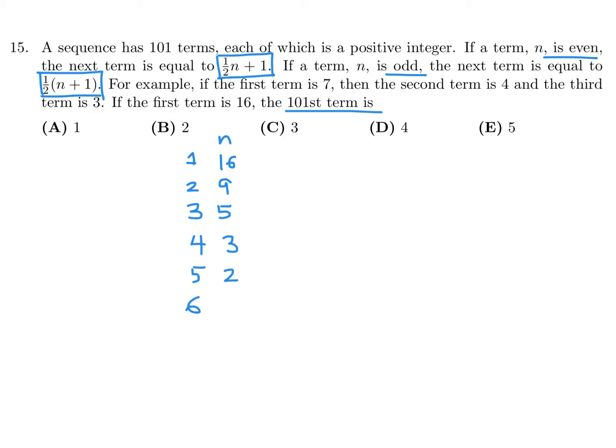So that's going to be 2/2 plus 1, so that's 1 plus 1, which is 2. Seventh term, oh, okay, we got 2 again, so it's going to be 2/2, which is 1 plus 1, 2. Oh, we're just going to keep getting 2's now. Okay, that's pretty straightforward. So therefore, if you keep going, the 101st term will also be a 2. And therefore, number 15, the answer is B.